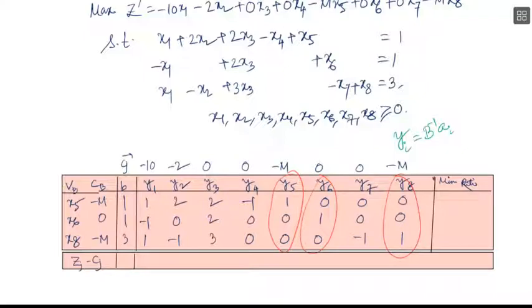Zj minus Cj is calculated as Cbi Yij taken as the sum over all I, then to subtract the corresponding cost. So for the variable x1, that is in the column y1, we are getting -m into 1 plus 0 into -1 plus -m into 1, that is -2m plus 10. So we are getting -2m plus 10 for the first column.